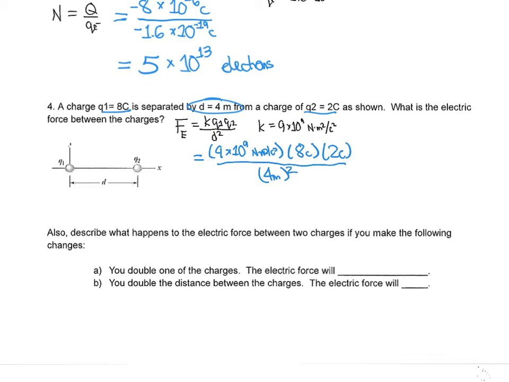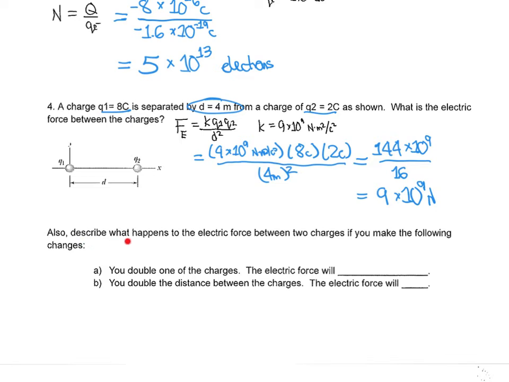Okay, so if we multiply the numbers on the top, 9 times 8 times 2, that is 144 on the top, and that's times 10 to the 9th, by the way. And on the bottom, 4 squared is 16. So if I divide this number out, I'm going to get 9 times 10 to the 9th newtons. I know that's coincidental that it's the same number as the constant of proportionality. Totally coincidental, but that's how the math works.